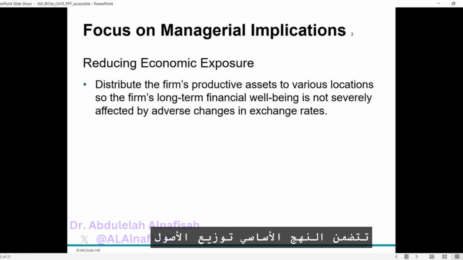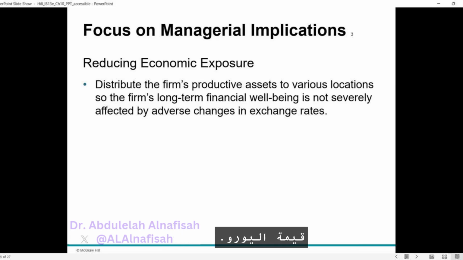A primary approach involves distributing productive assets across various locations, which helps mitigate the long-term impact of adverse exchange rate changes on the firm's financial health. For instance, some European companies have established local production facilities in the U.S. to counteract the competitive disadvantage posed by a strengthening euro.